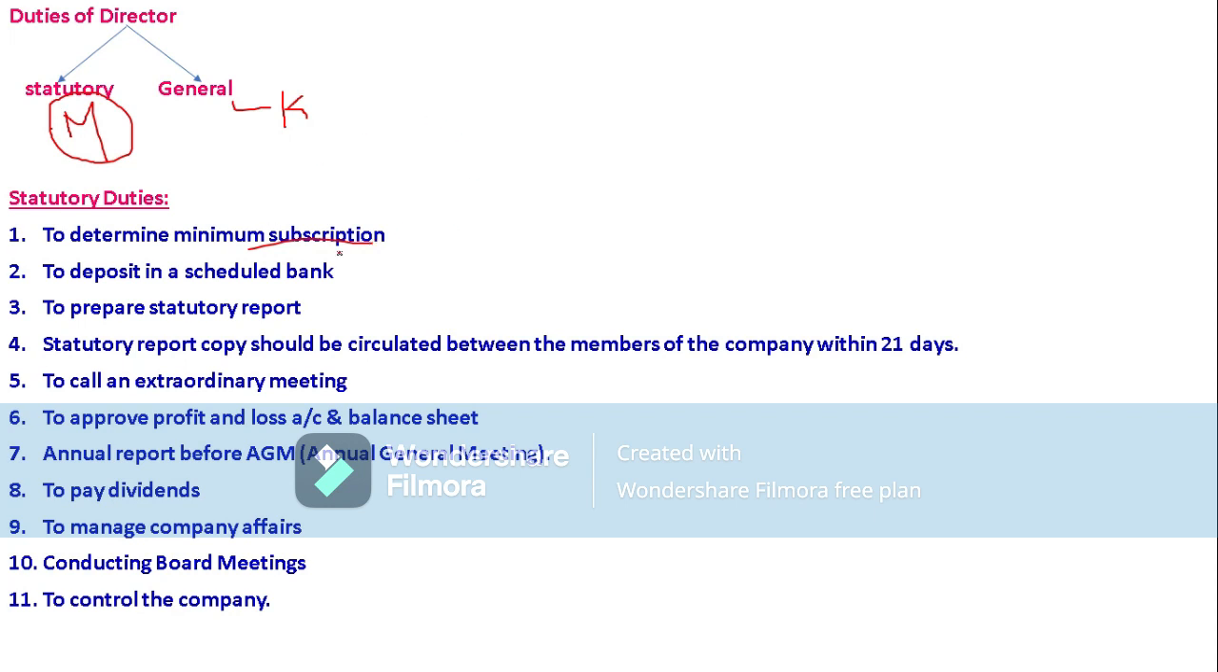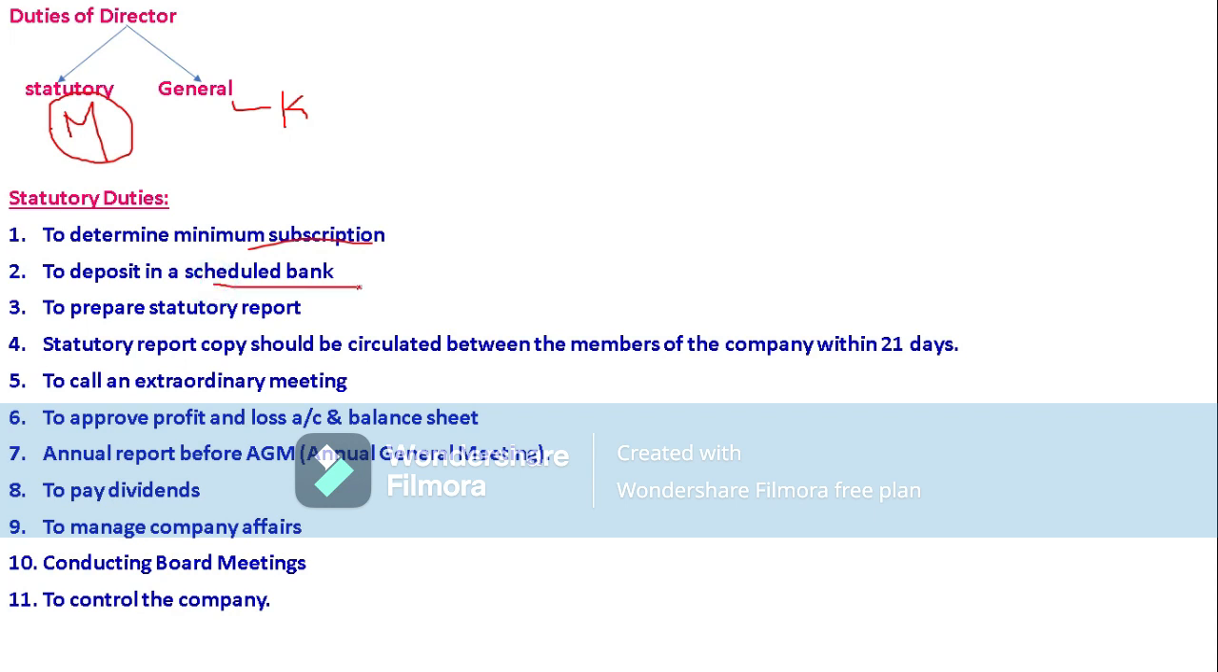So minimum subscription will be so and so amount. Beyond that amount they may extend depending upon the situations or the company's performance, but the minimum subscription should be this amount. For example, any amount. So that is decided by the board of directors, that is the minimum subscription. Another one is to deposit in a scheduled bank.